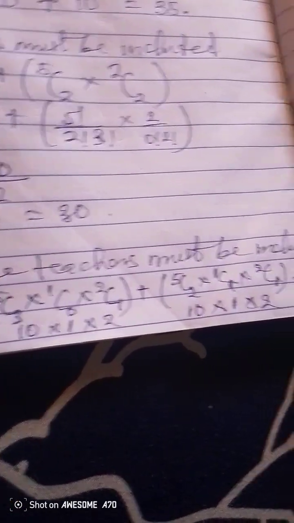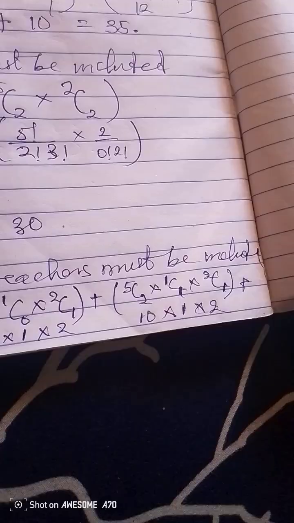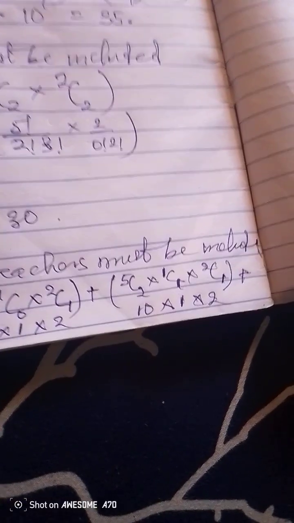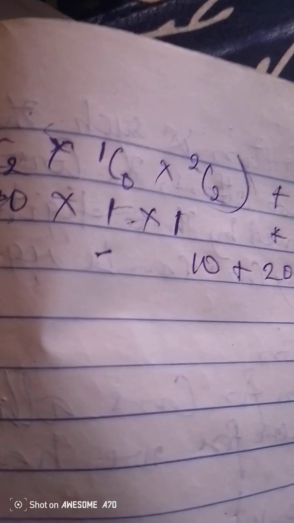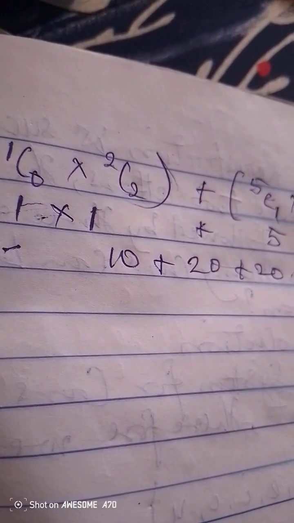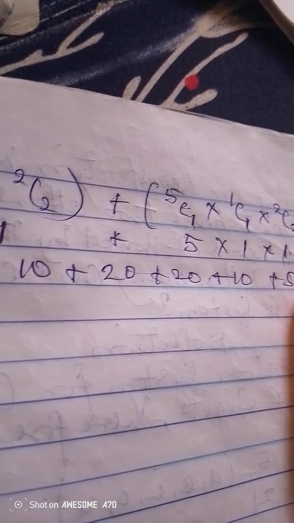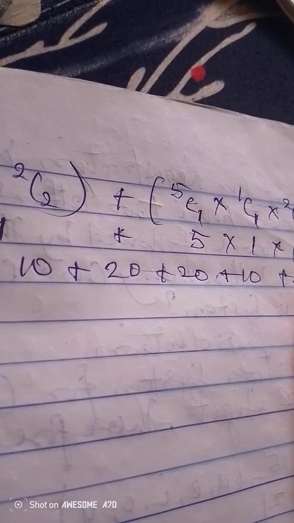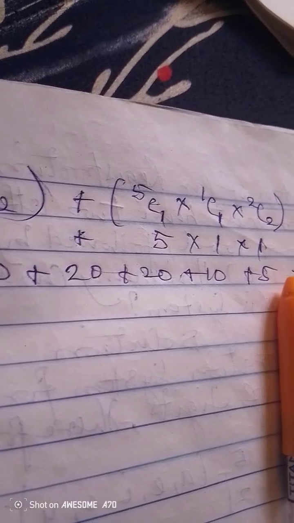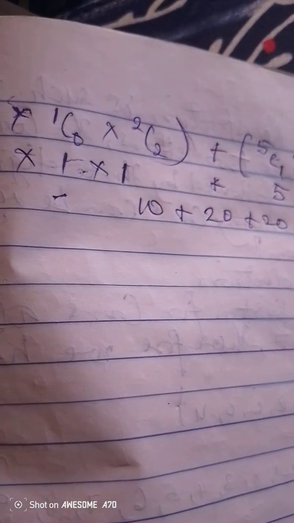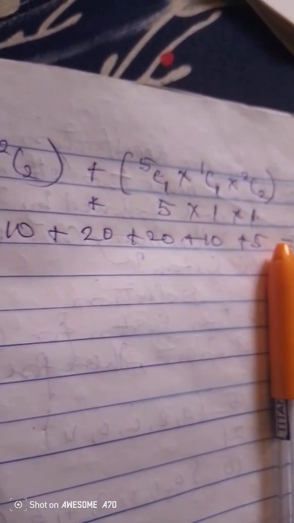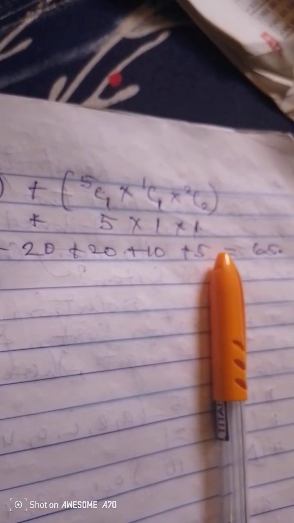Therefore, out of the 5 teachers, we select 2 and select the principal, and out of the 2 students, we select 1. Or, out of the 5 teachers, we select 2 and leave the principal, and out of the 2 students, we select 2. Or, out of the 5 teachers, we select 1 and select the principal and select the 2 students. So in that case, we have 10 plus 20 plus 20 plus 10 plus 5. That is 65.